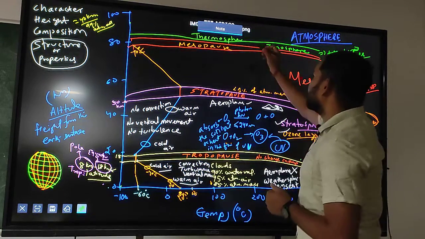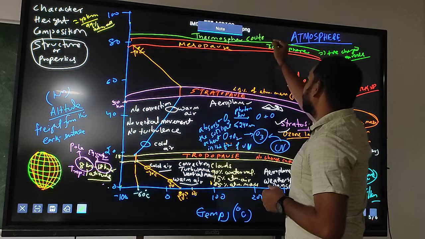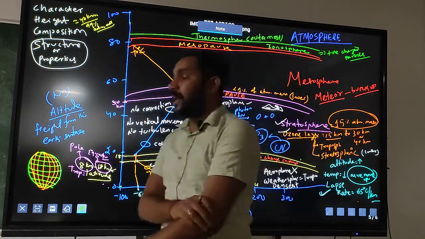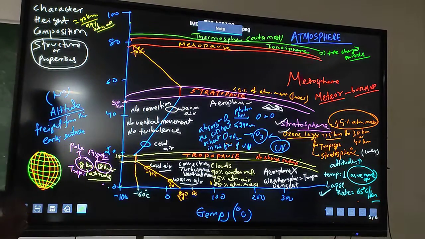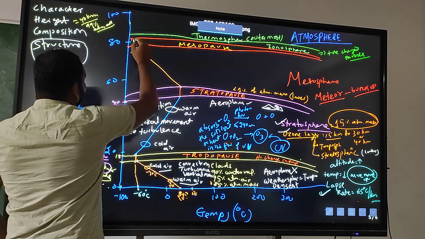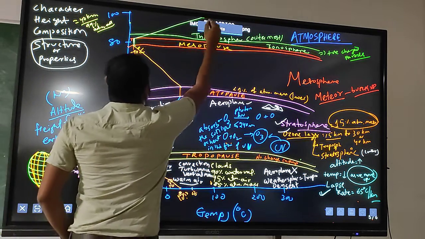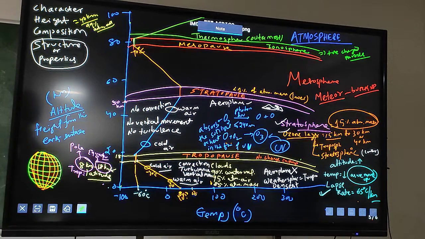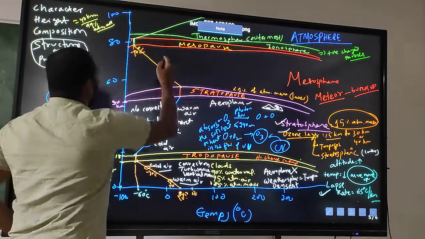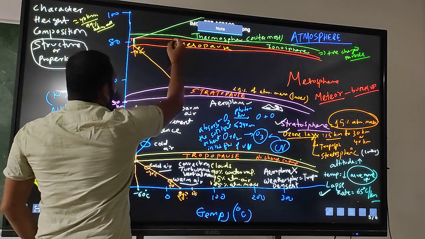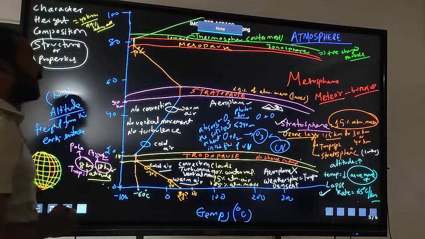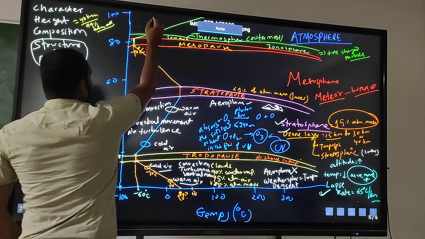And we can say the thermosphere is the outermost layer. The temperature will increase in the thermosphere. First this is the transition zone, where the temperature remains constant, then the temperature will increase. In some books, there is another layer: the lower layer of the thermosphere is known as the ionosphere, and another layer is the exosphere.